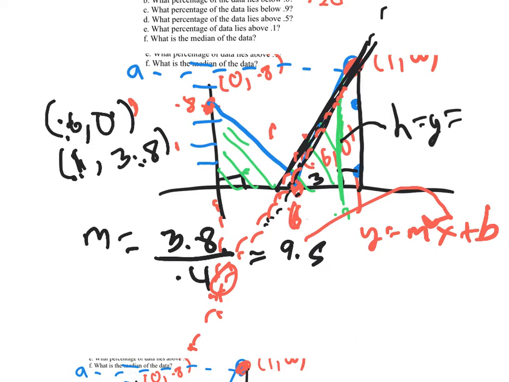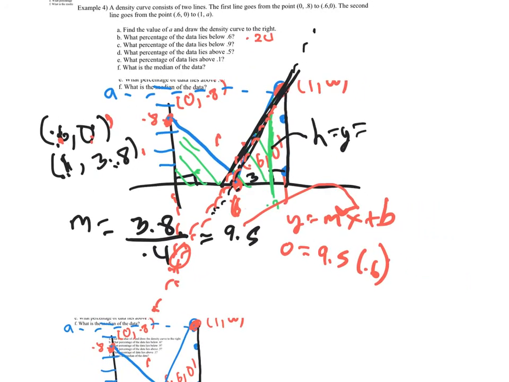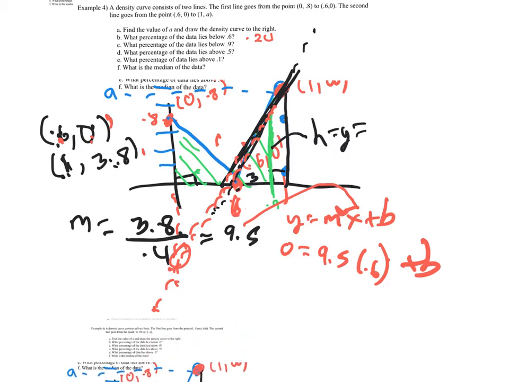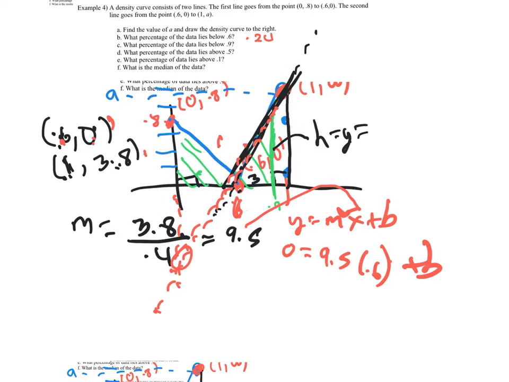The first one. So the y value is 0. 0 equals 9.5 times the x value, 0.6, plus b. Solving for b. So in reality, 0.6 or 0.9? That was 0.6. That's a 0.6 right here.